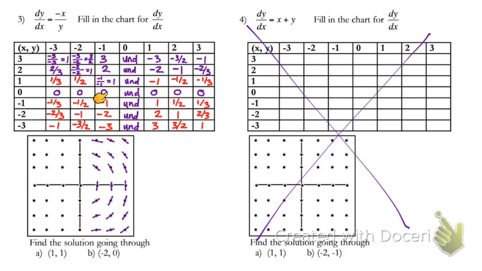All right, this next row is all 0, 0, 0, and then undefined, and then 0, 0, 0. Undefined is straight up and down.